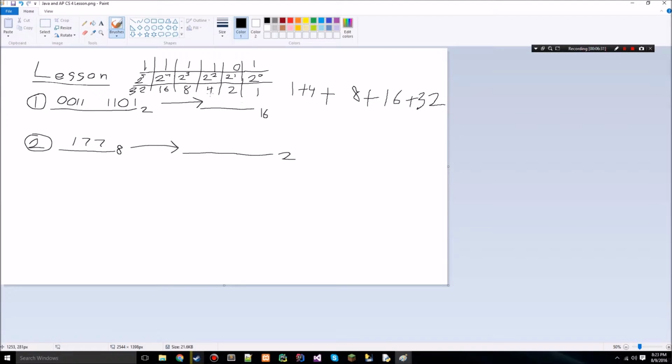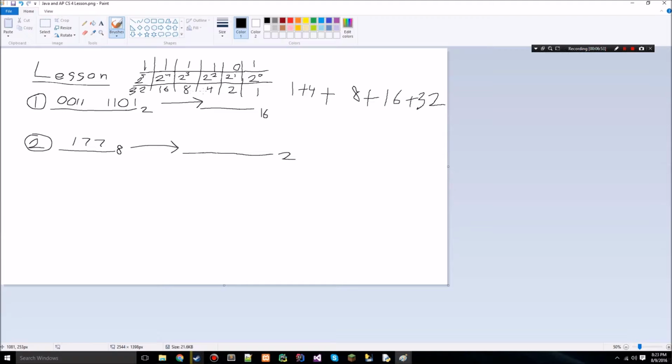You can just think if there's a 1, then you add that place value term. Just be a faster way of doing it. So we add all the place value terms with 1 in them. So we have 1, 4, 8, 16, and 32 with 1s in them. So we find the sum of those numbers.